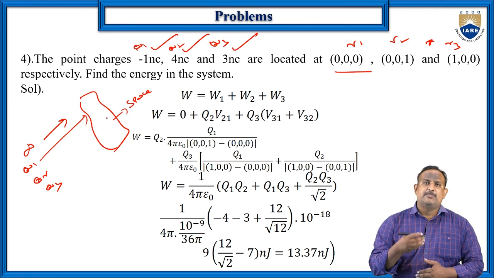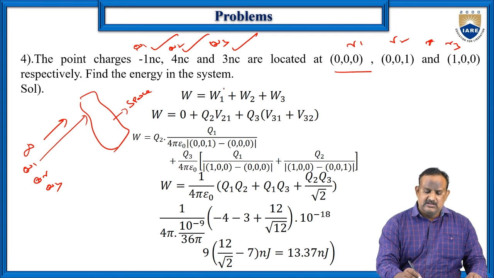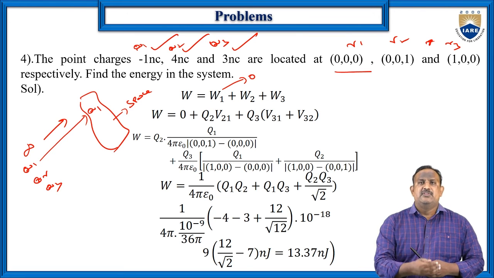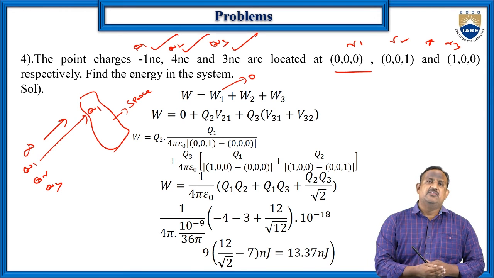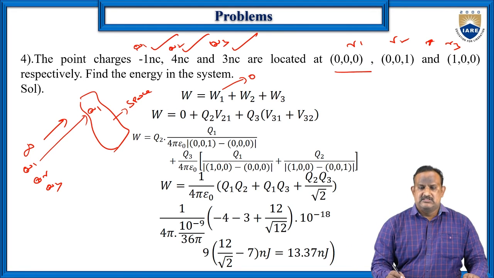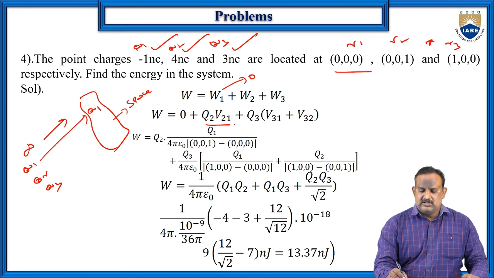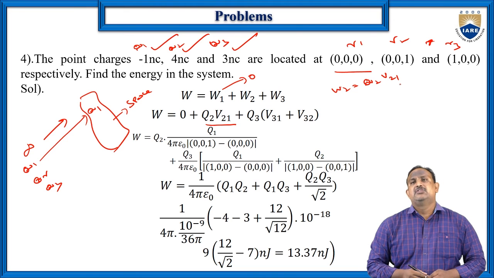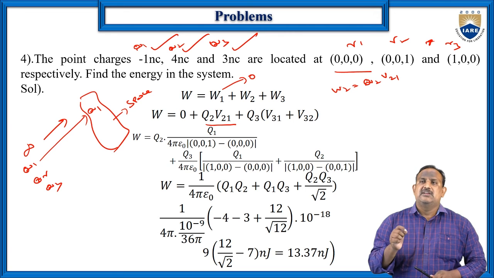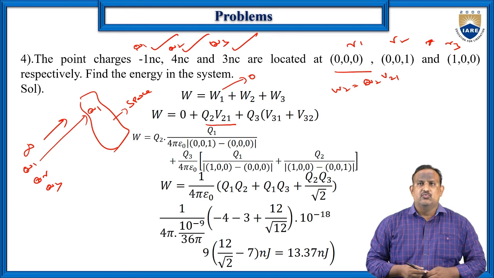Therefore, the work done required to move the point charge Q1 from infinity to space is W1 equal to 0. Now the point charge Q1 is in space. Next, we need to move the point charge Q2 from infinity to space, which requires some work. Therefore, the work done is W2, which is equal to Q2 into V21, where V21 is the potential at point 2 due to point charge Q1.